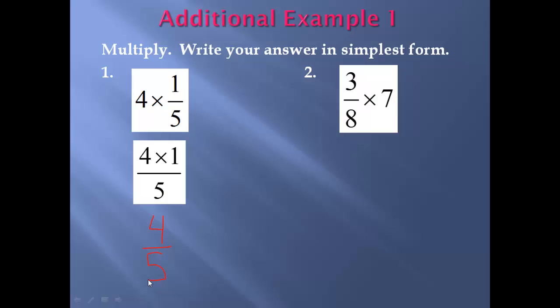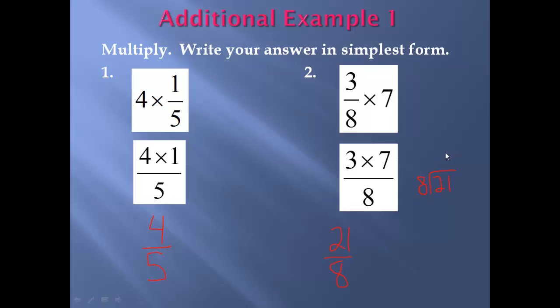For number 2, we have 3/8 times 7. We're going to multiply our whole number times our numerator, and we're putting that over the denominator. So we have 3 times 7 over 8. 3 times 7 is 21, and then we have that over 8, and then we need to simplify this. 21 divided by 8.